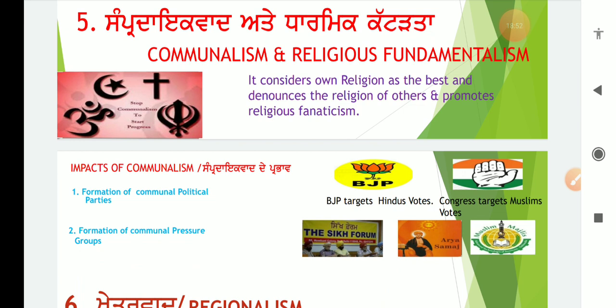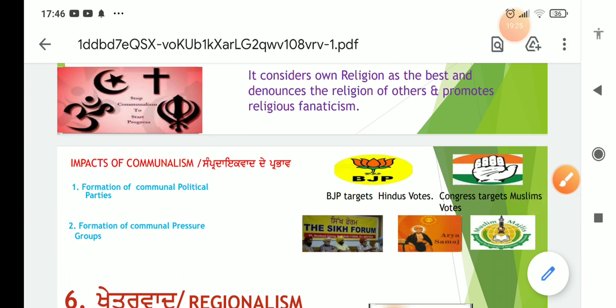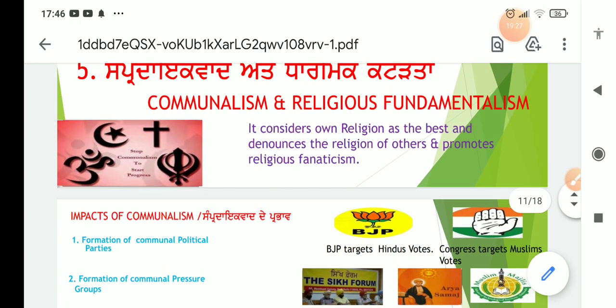If we talk about the impact of communalism, number one, formation of communal parties, formation of communal pressure groups also. And in India, Congress manipulated Muslim votes for many years. BJP targets Hindu votes. Hindutva is its main tool in elections, and there are certain forums, Sikh forum, then Arya Samaj, Muslim Majlis, so many, in the name of religion. It is one of the major challenges for Indian democracy to succeed. So communalism is creating a big problem for Indian democracy.